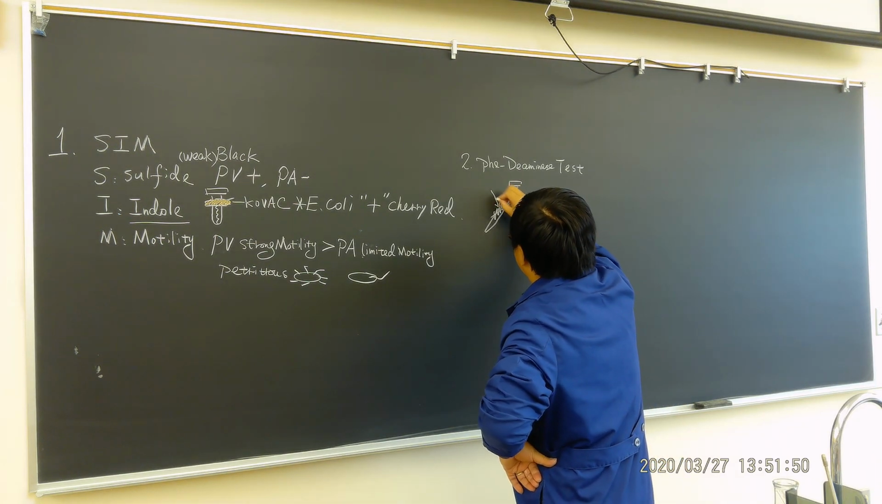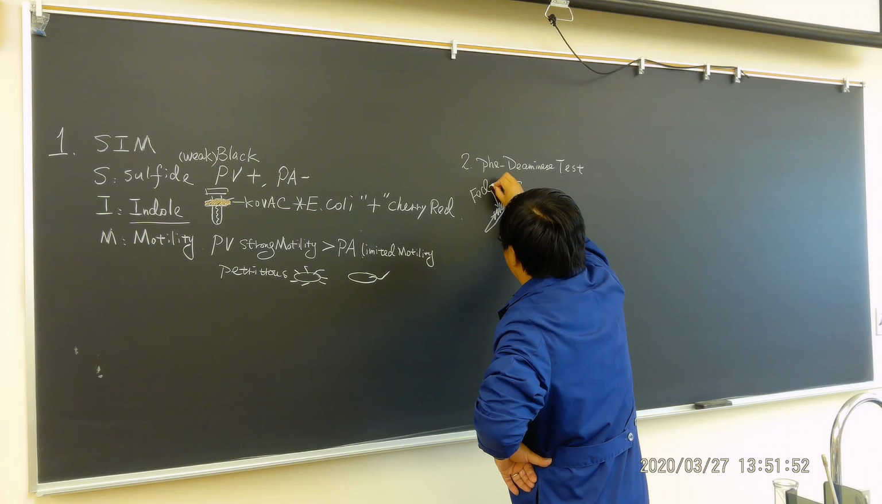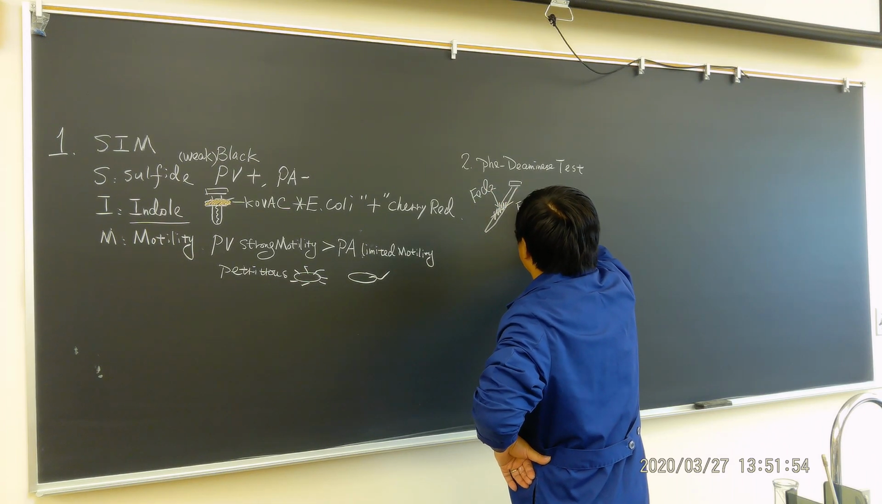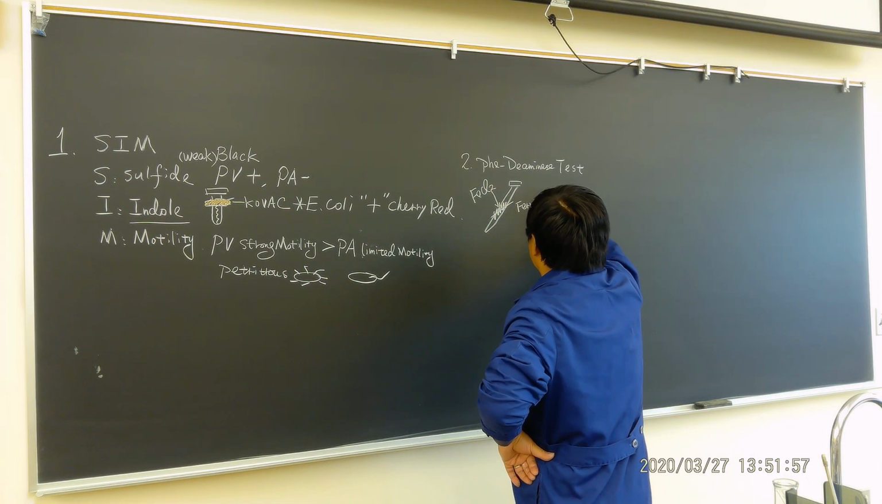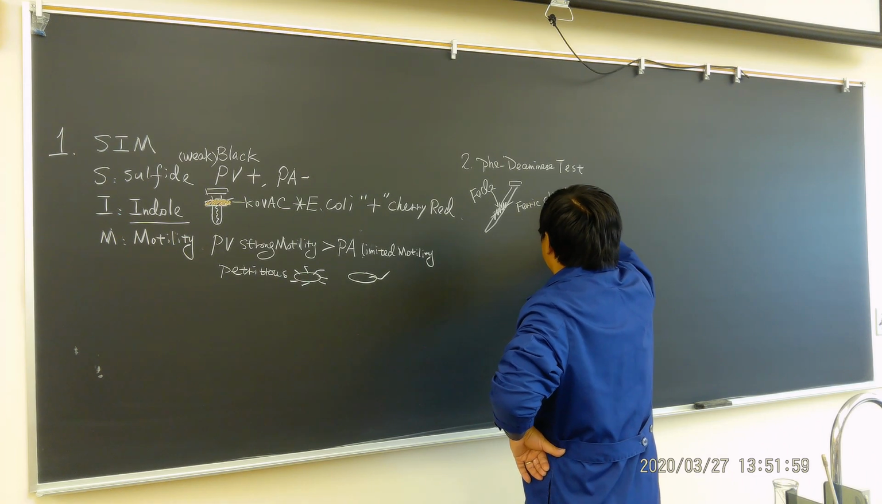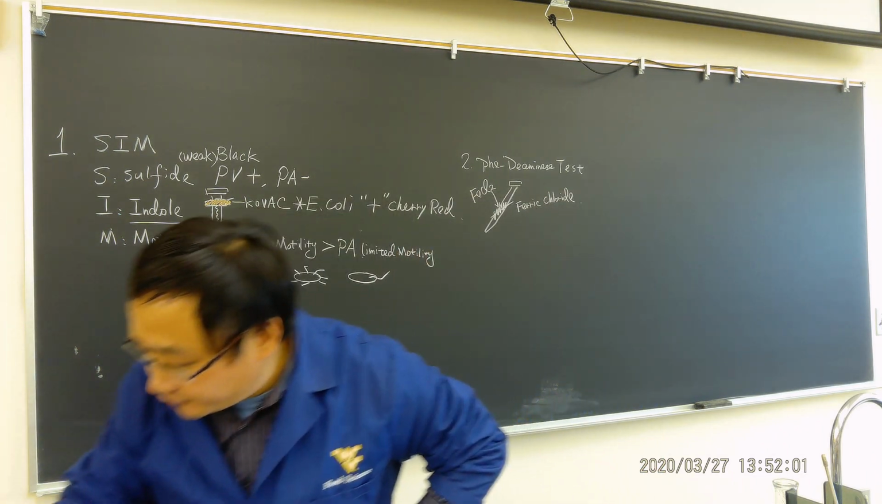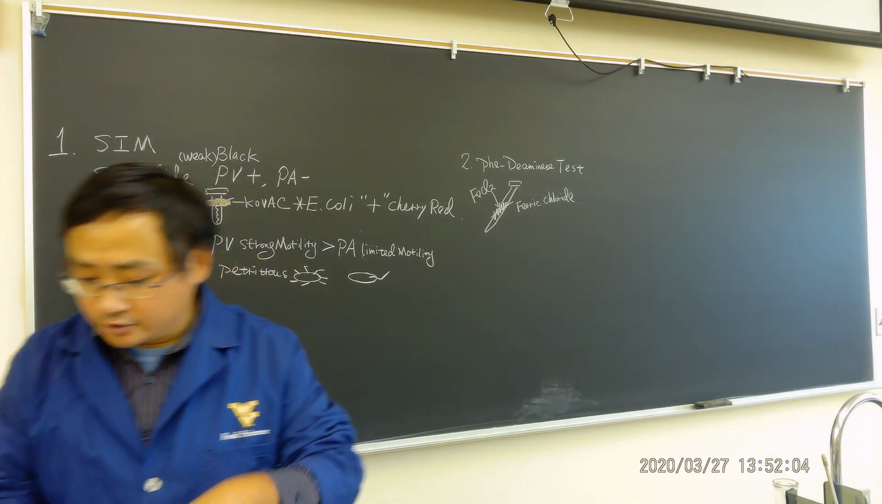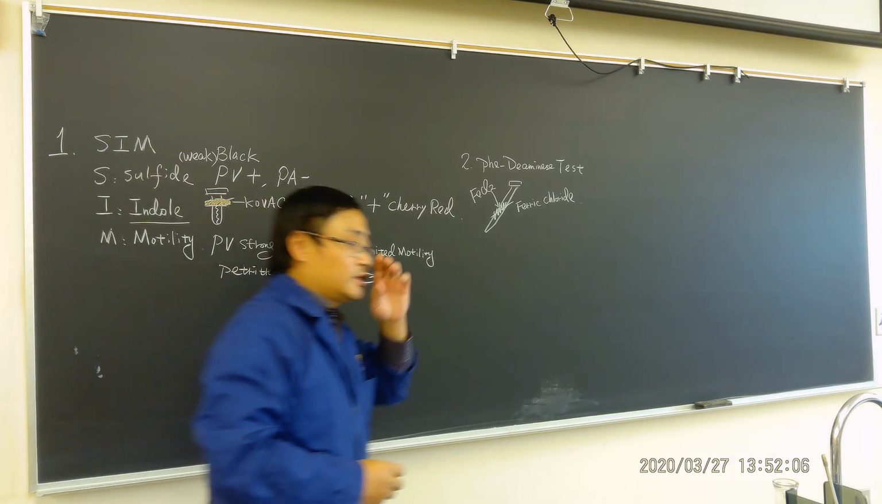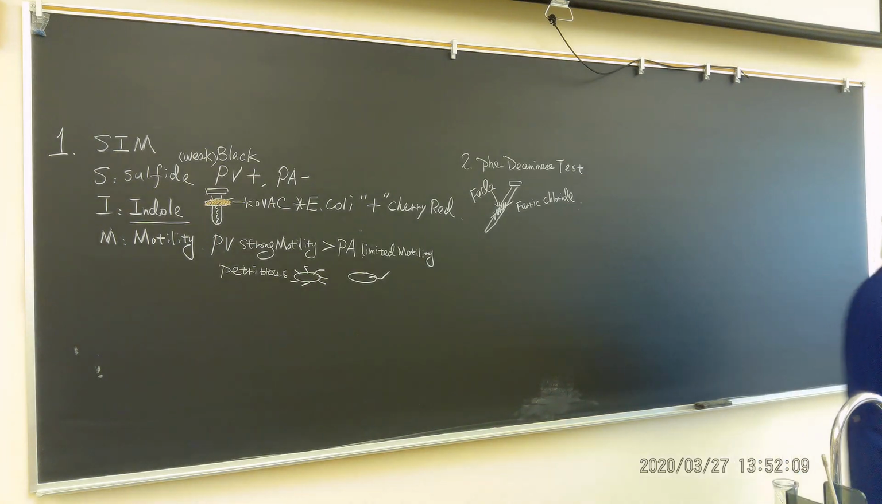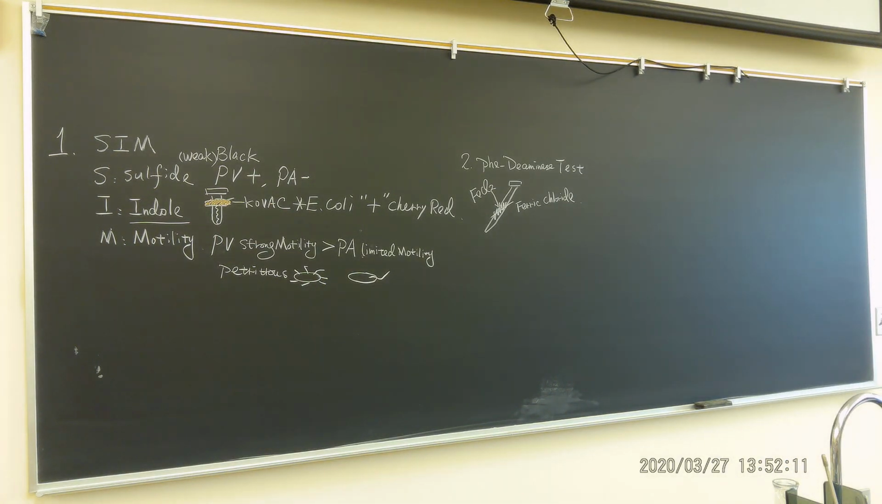We're going to add FeCl3, ferric chloride. Now I have ferric chloride here. Let's do some tests. Who has Proteus vulgaris? I'll add for you. We add some, a lot actually. Then you shake it a little bit.